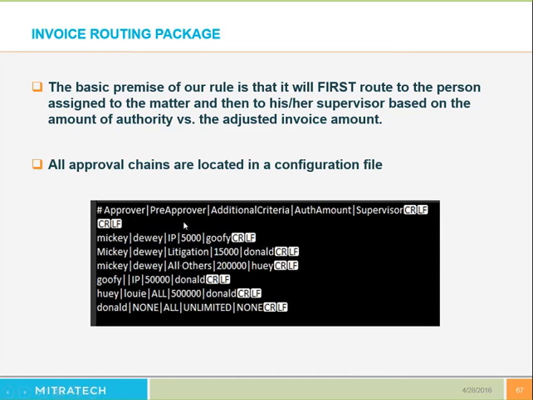And it'll have the approver. You can specify a pre-approver. You can add additional criteria, in other words, specify matter type that they can approve on, the authority amount, and any supervisor. So if the pre-approver and the approver don't have sufficient approval authority, it'll go to their supervisor.